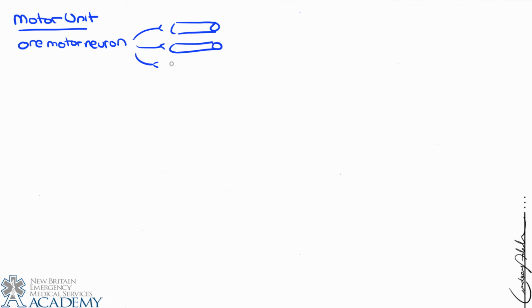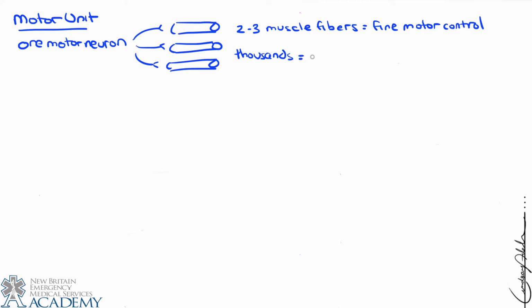So a motor unit basically is a single motor neuron that communicates with a certain number of muscle fibers. It's not a one-to-one relationship. Instead, one motor neuron can synapse on, let's say, 2 or 3 muscle fibers. And if it's such a tiny ratio, then what we're actually having is very fine motor control. So the fewer muscle fibers that are connected to one motor neuron, the better the motor control will be. And when we have upwards of thousands of muscle fibers connected to one motor neuron, we know that this is more in the area of gross motor control.